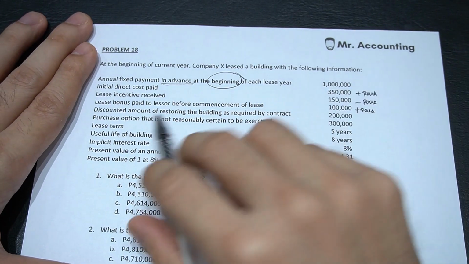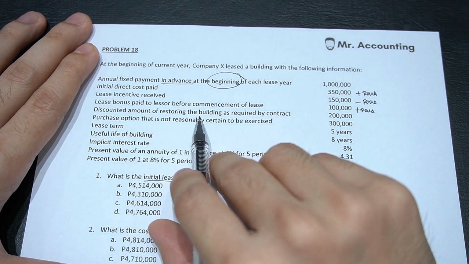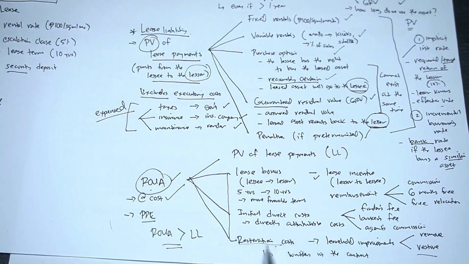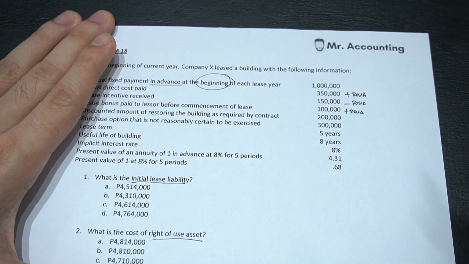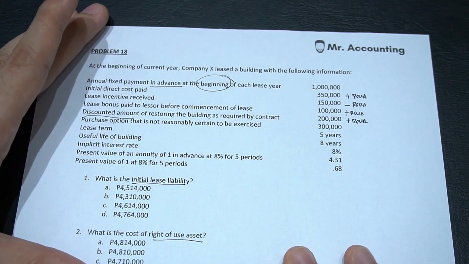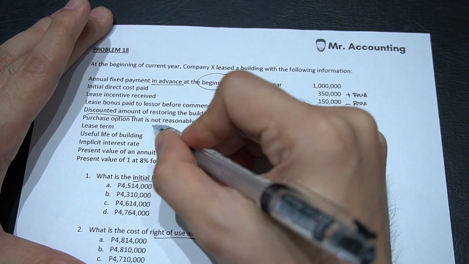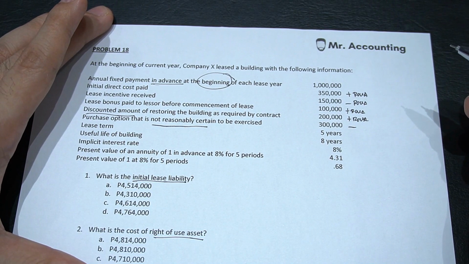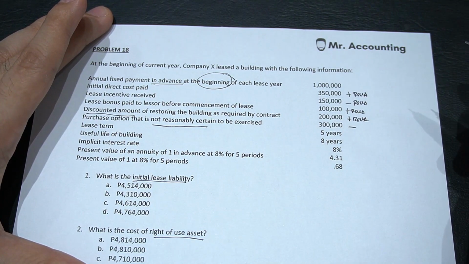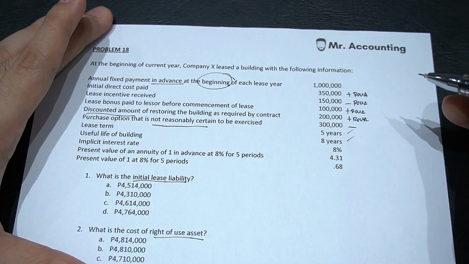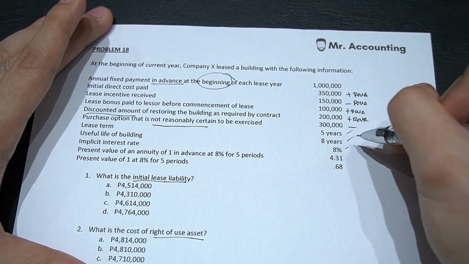Right? Discounted amount of restoring the building as required by the contract. Restoration cost is included in the ROA. So we add it at present value. It's a discounted amount, so it's already at present value. Purchase option that is not reasonably certain. If it is not reasonably certain, do not include it in the lease liability. It should be reasonably certain. Lease term is 5 years. Useful life is 8 years. Okay, implicit rate is 8%.